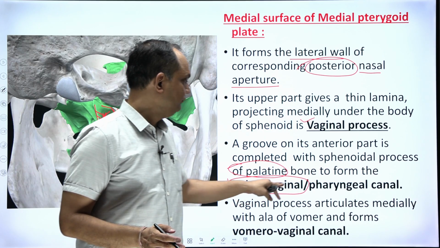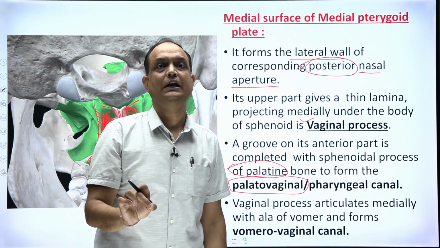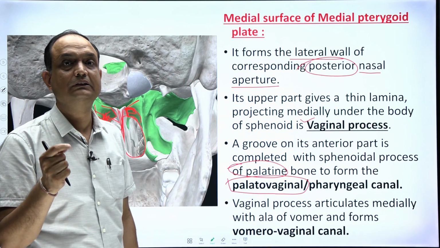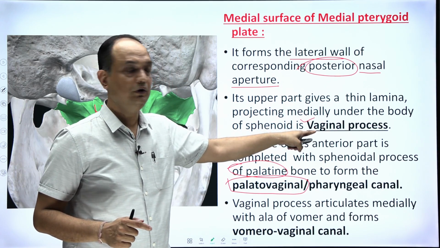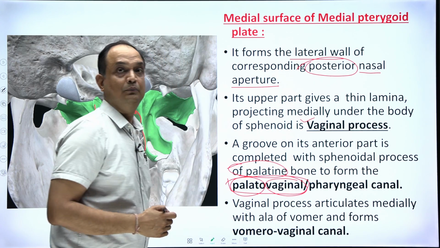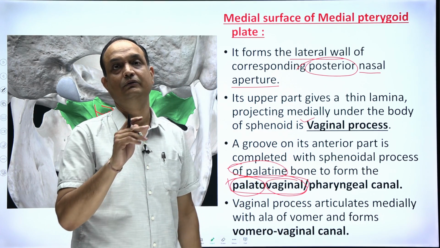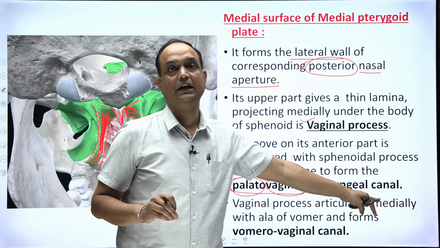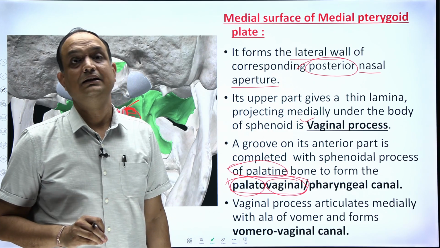So what is palatovaginal canal? Palatovaginal canal is a very fine canal between the two bones. Now what are the names of these two bones? Vaginal process of sphenoid bone. That's why the word vaginal comes, and palato comes from palatine bone. So that is the sphenoidal process of palatine bone, and that's why you will have the palatovaginal canal, and this canal is also known as pharyngeal canal because it allows passage to the pharyngeal branch of your maxillary artery.